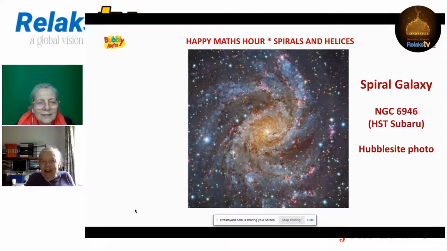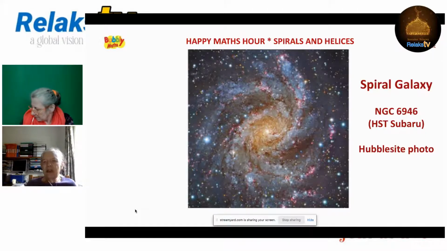This is actually a galaxy, and apparently galaxies are spiral and they move around on these tracks, and they're more or less flat, which is quite surprising. I mean, really, absolutely flat, but yes, that's right.